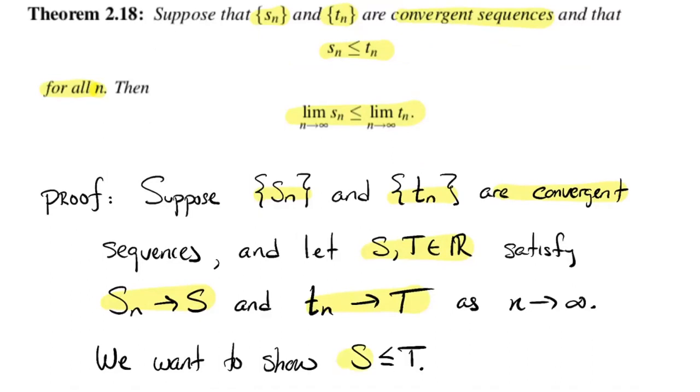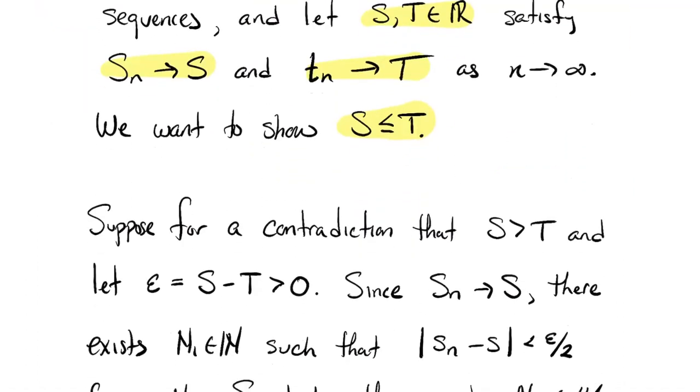I want to show that S is less than or equal to T. Because we just said, the limit of Sn we're calling S, the limit of Tn we're calling T. So we want to show that S is less than or equal to T. That's our purpose. So we're going to proceed by a contradiction style argument.